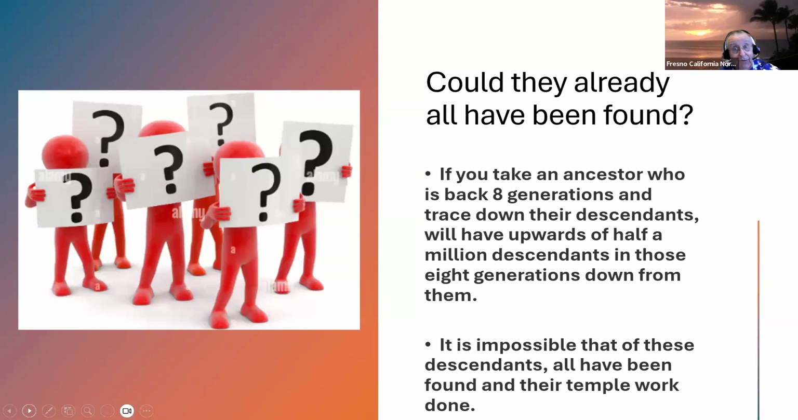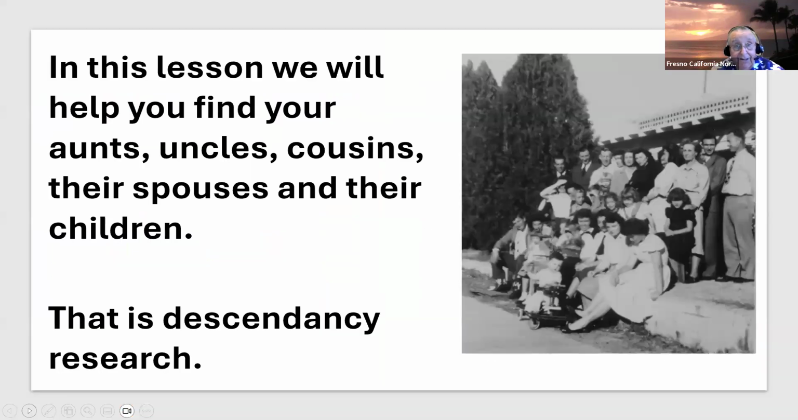Yes, a lot of them will be done, but you're going to find that there's still a significant number in just about any tree that are still not found. And you just have to learn how to find them. And that's what we're going to talk about today. Now, this lesson is going to help you find those aunts and uncles, cousins, and their spouses and their children. That's what descendancy research is.